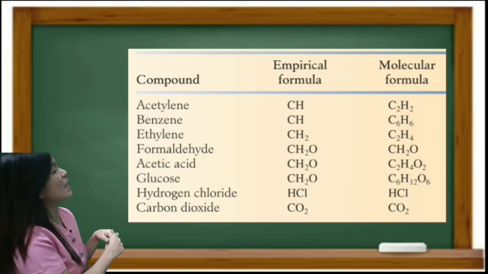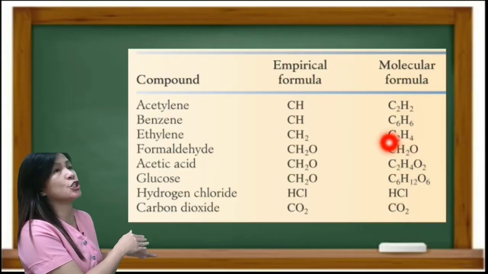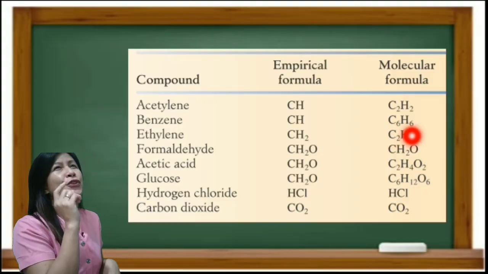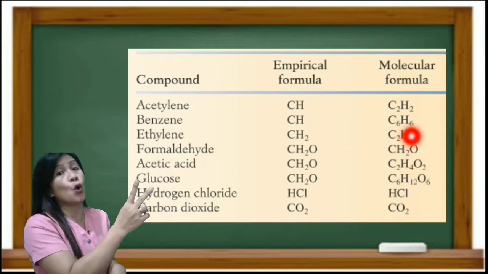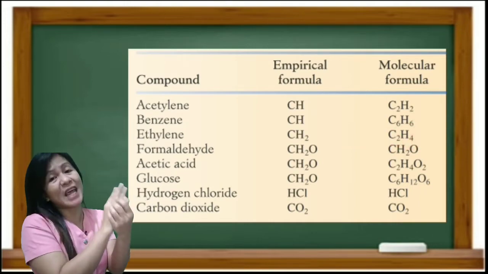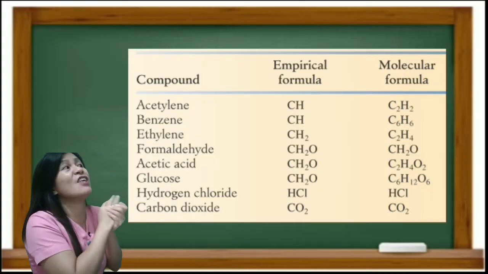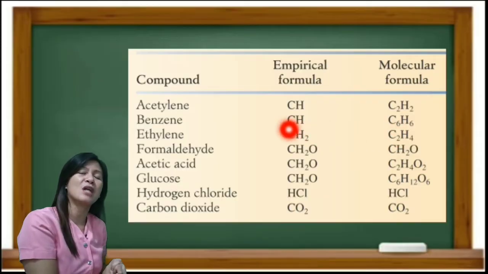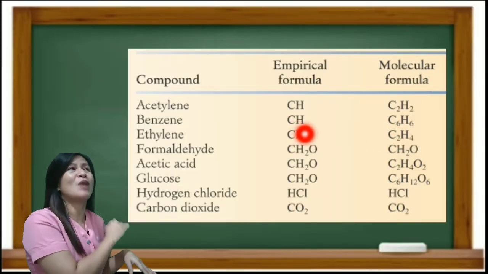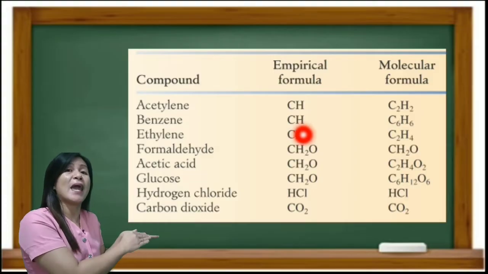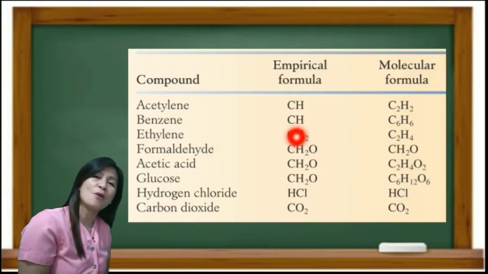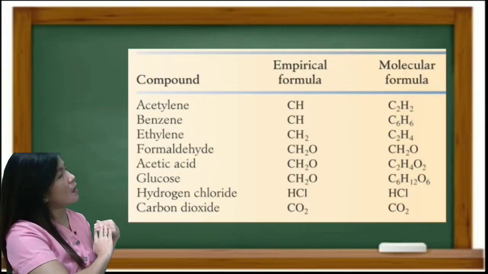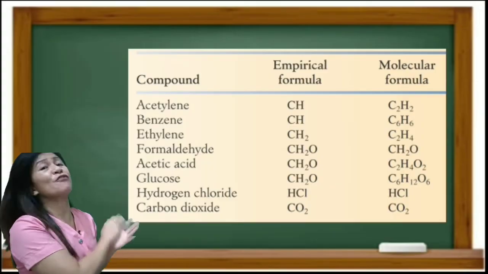Another is benzene. Benzene is C6H6. So we have here 6 and 6. They have 4 common factors: 1, 2, 3, and 6. So you get the greatest common factor, which is 6, and divide the subscripts or the numbers of atoms by 6. So you will get the lowest whole number ratio of 1:1. That's why the molecular formula of benzene, C6H6, can be simplified as its empirical formula, CH. So that goes for most organic compounds.